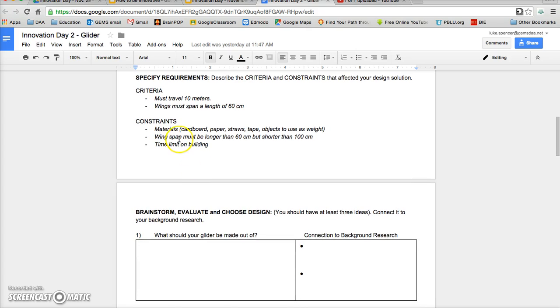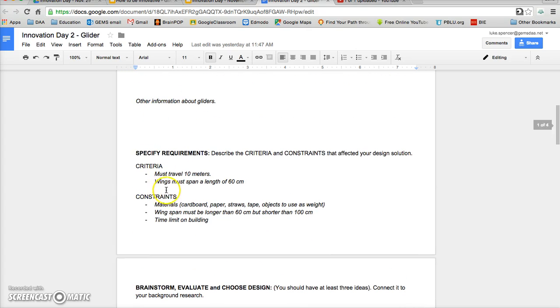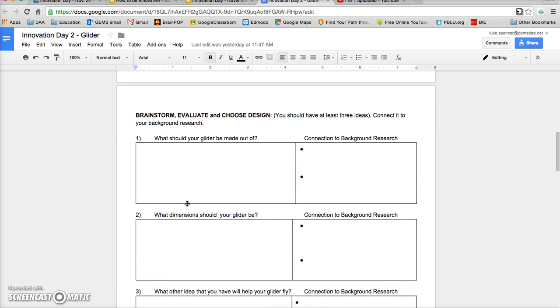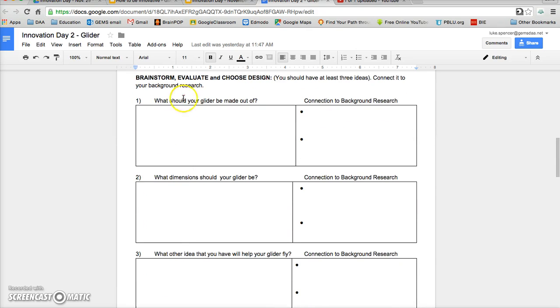Now, when you're with your partner, after you've done your research and you've looked at the requirements, start your brainstorm and figure out which designs you want. Answer these questions. They could be different. They don't have to be the same, or you don't have to answer these questions necessarily, but I think it would help you tremendously in your design for your glider.